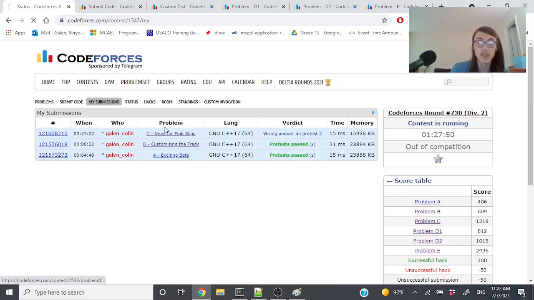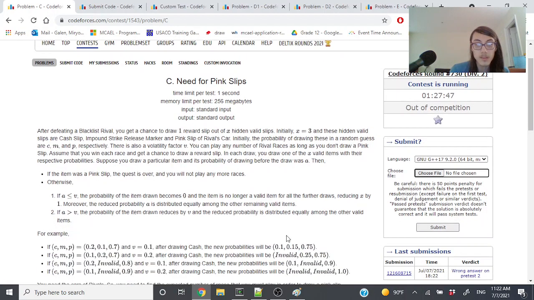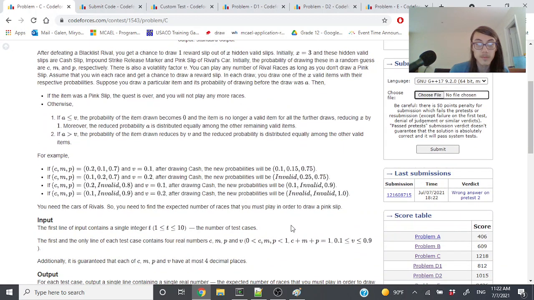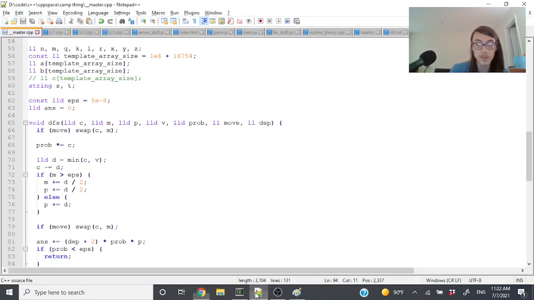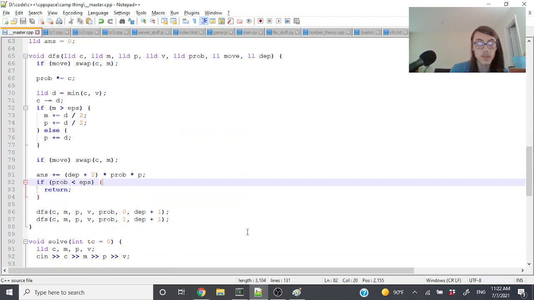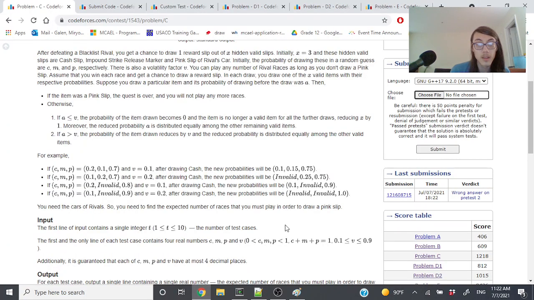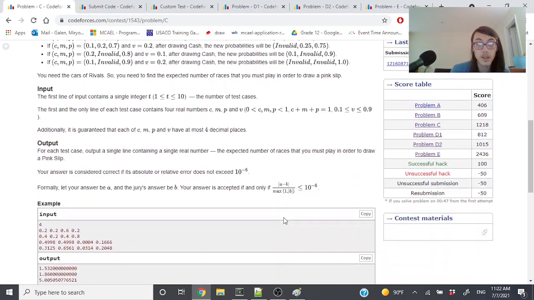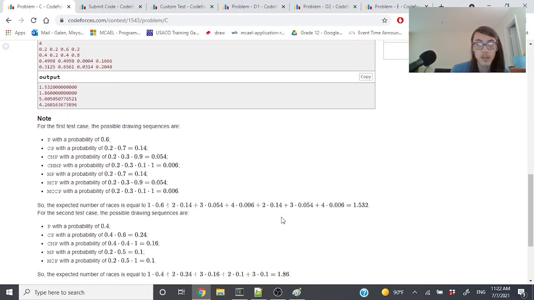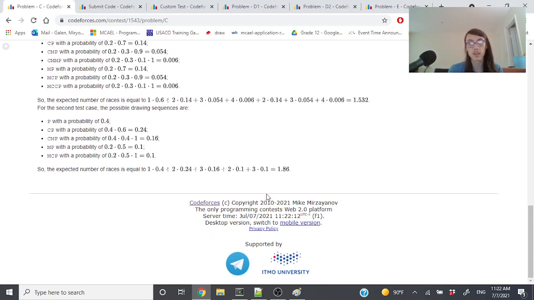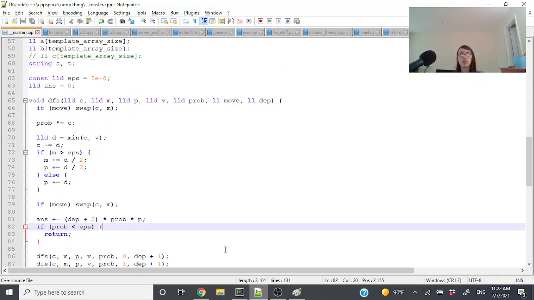Do get wrong answer. Okay. How does this happen then? Is it epsilon issues or is it something dumb? If I set the epsilon to 0, what happens?